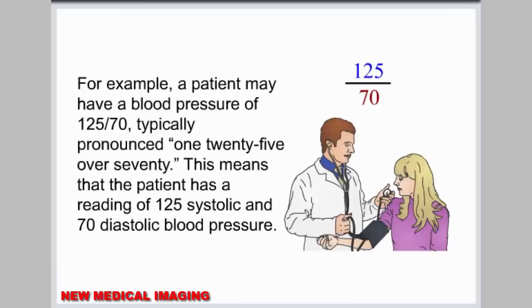For example, a patient may have a blood pressure of 125/70, typically pronounced "125 over 70." This means that the patient has a reading of 125 systolic and 70 diastolic blood pressure.